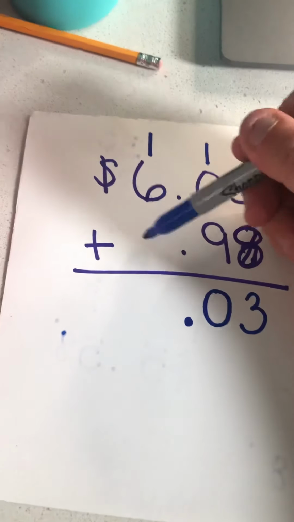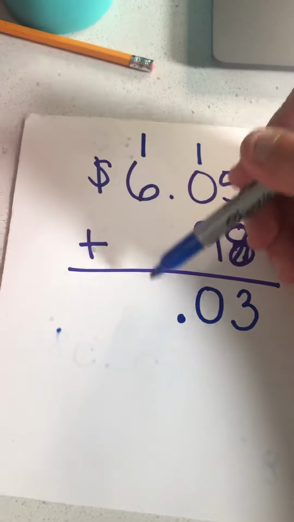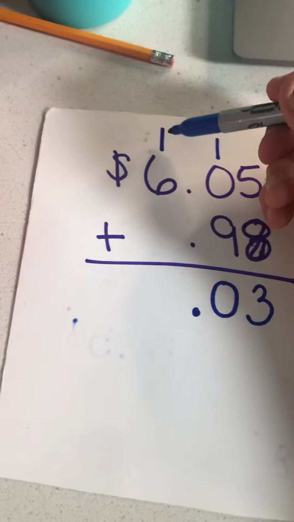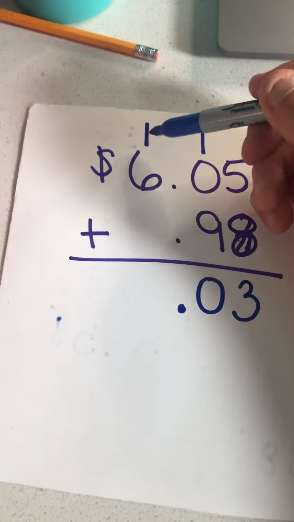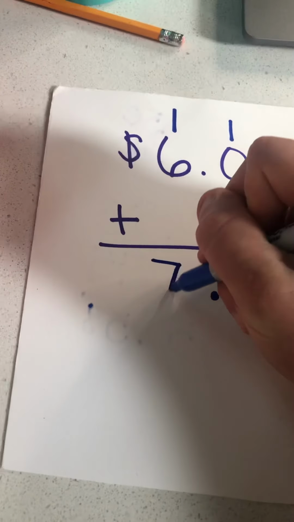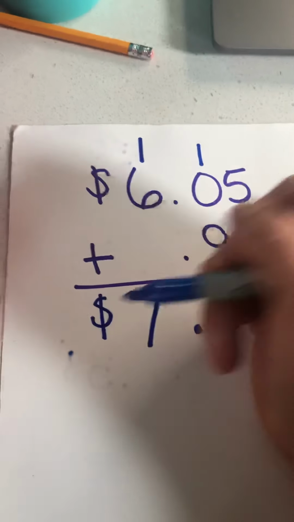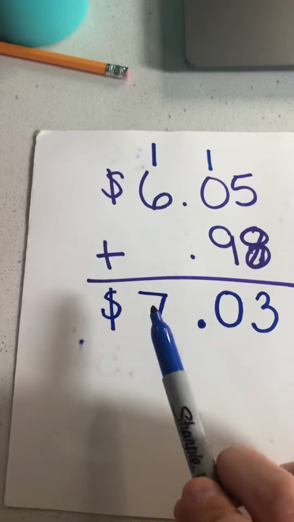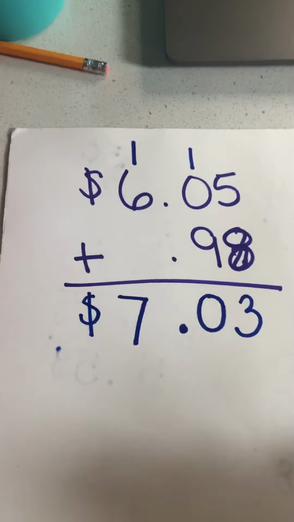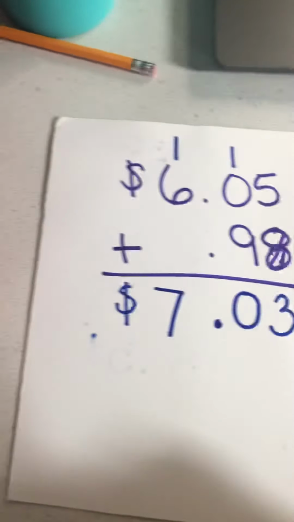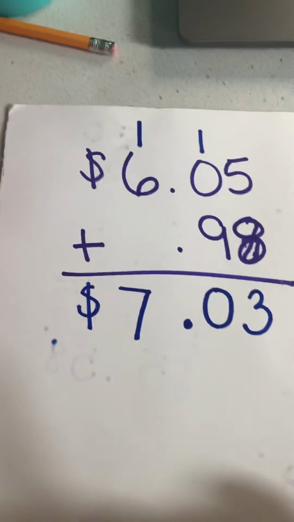Now, I have 6, nothing below it, so I would technically just bring my 6 down. But we're still working with 1 more, so 6 plus 1 is 7. So that gives us, oh, what did I almost forget? My dollar sign. So, $7.03. So we gained a whole $1. There we go. Very nice work.